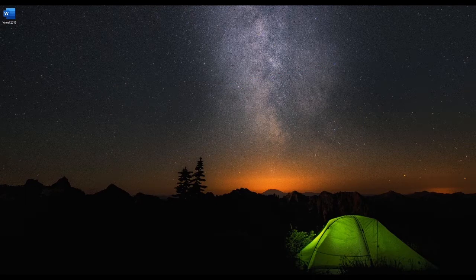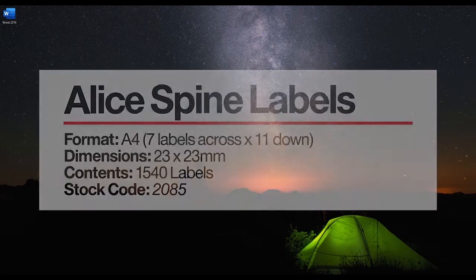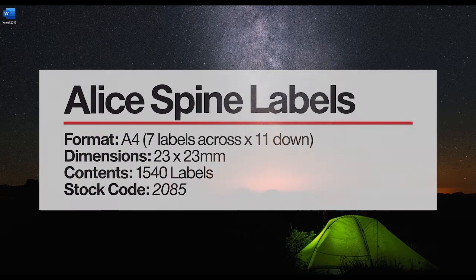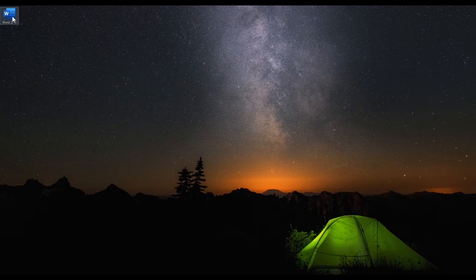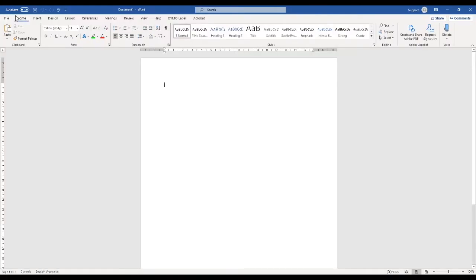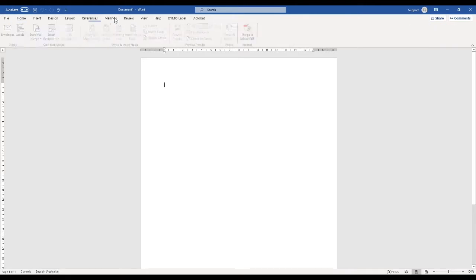Today we will be setting up the Alice spine labels supplied by WA Library Supplies inside of Microsoft Word. First of all, we want to open up Microsoft Word. Once open, we want to select the Mailings tab from the top, followed by Labels.